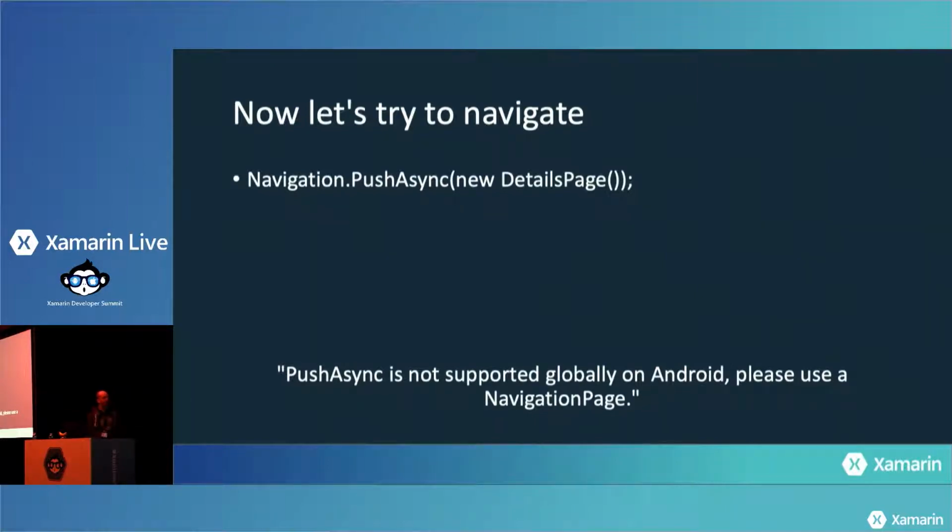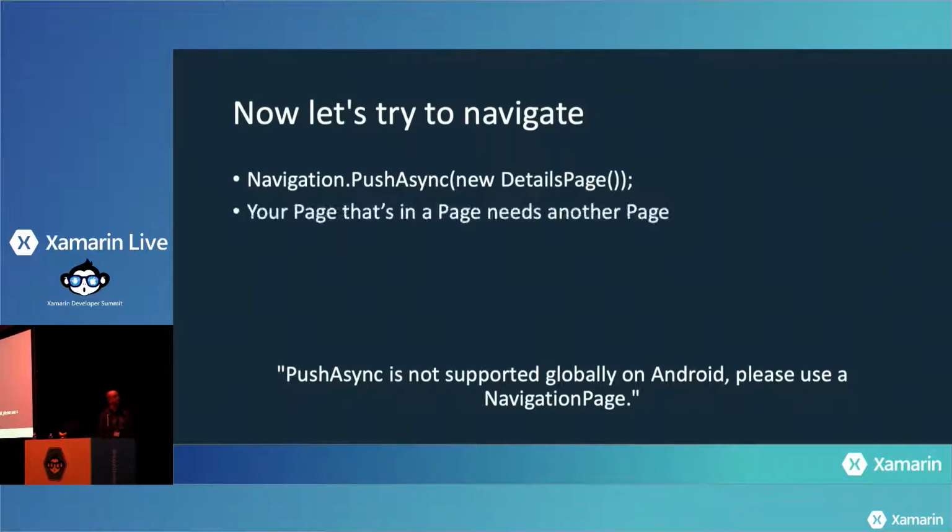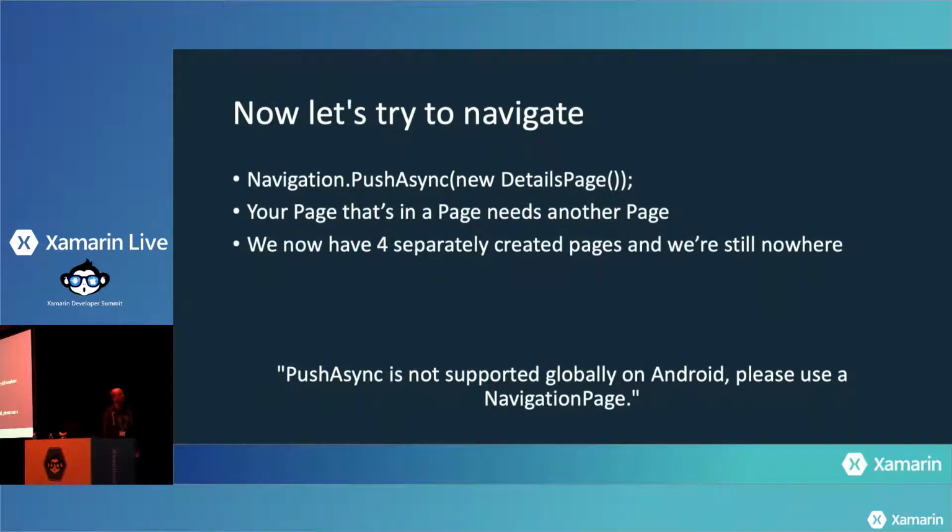And then at this point, you're like, well, what the heck is a navigation page? So now you go back to the docs. You usually Google this exception, hit a whole bunch of things that indicate what you have to do. Oh, okay. Your page that's in a page needs another page so that you can get anywhere, right? So now we have four, I might have counted wrong. We have 4 to 5 separately created pages, and we're still really nowhere with an application, right?